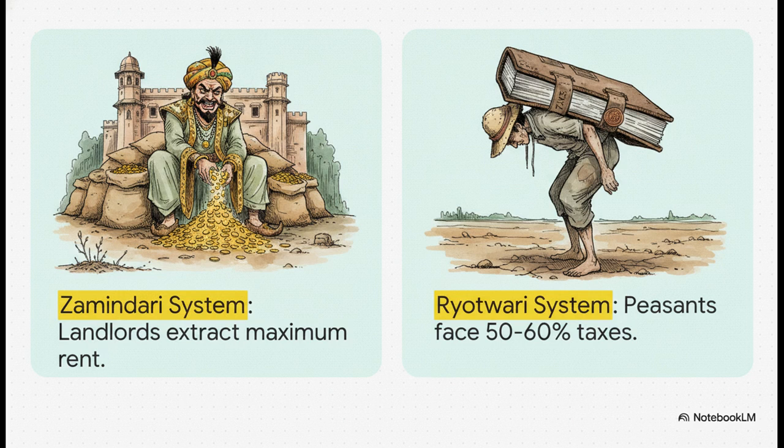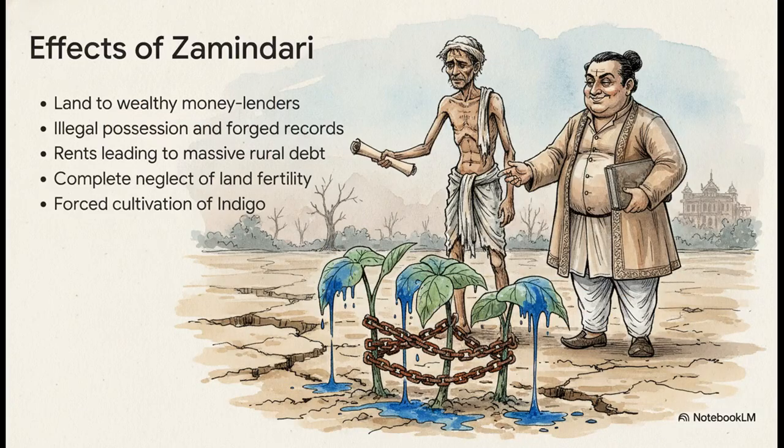Regardless of which system you look at, the actual cultivator's prosperity was never the priority. The zamindari system, in particular, had truly devastating effects on the ground. Land ownership rapidly transferred away from the actual cultivators to wealthy moneylenders, driven by incredibly high rents and, honestly, widespread forged records. Because the landlords only cared about extracting revenue, they completely neglected any investments in land fertility or agricultural technology. Instead, peasants were forcefully coerced to cultivate commercial crops, like indigo for British textile mills. This completely plunged the rural economic structure into massive debt and stagnation.